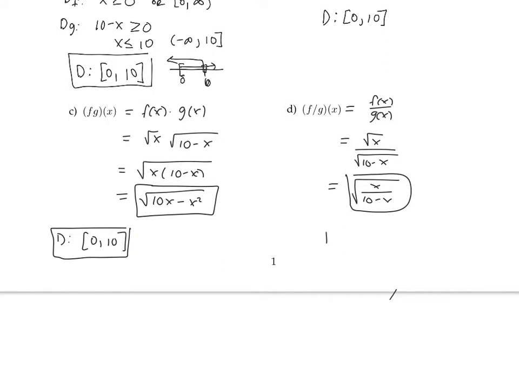This domain, you have to leave out one of the numbers that you've been otherwise including, 10. So it'll be close bracket at 0, open bracket at 10.